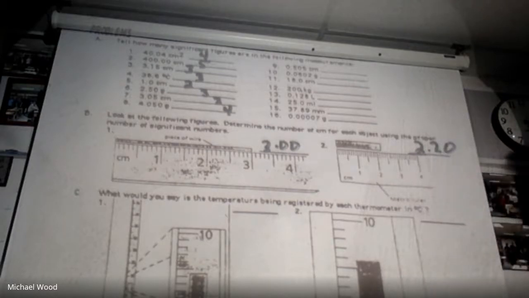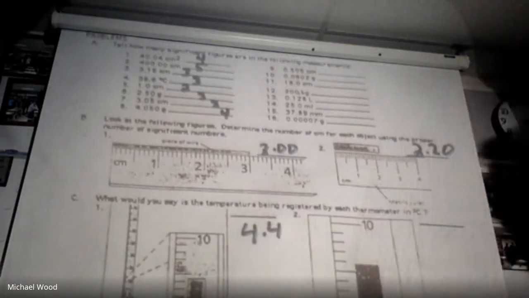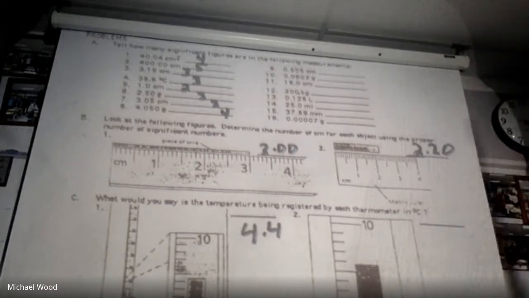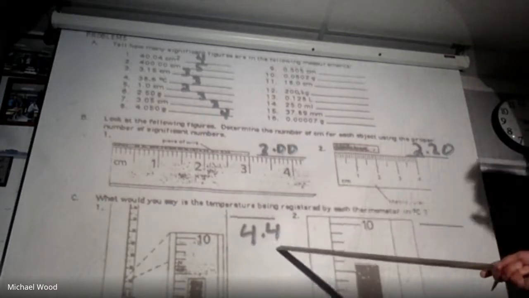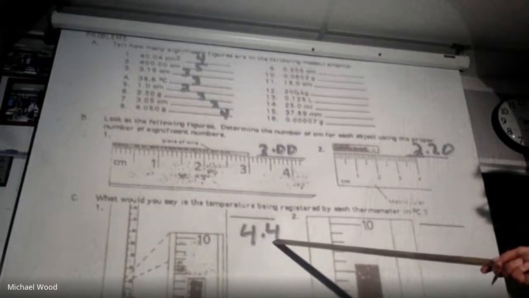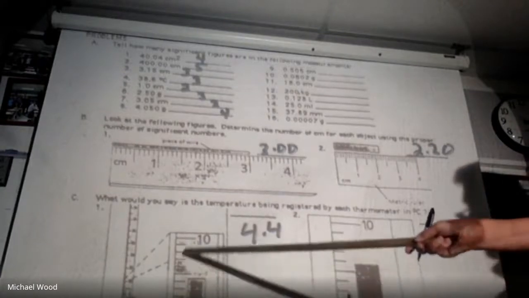Okay, so for letter C, here in this case, every line goes to the ones. So we would want to go to the 10th. So what I have here is 4.4. Which means to me the second 4 is an estimated number. It's a number that I'm not sure about. So the measuring tool here goes to the 1, so I go to the 10th. Okay, and I'll let you guys try number 2. So that's the rule on measurement.